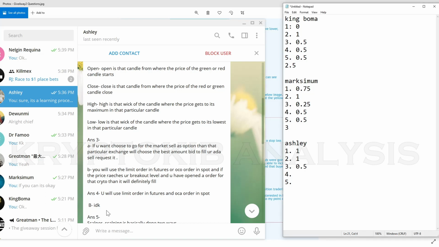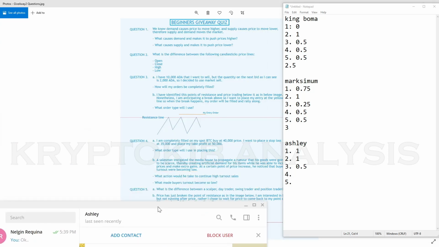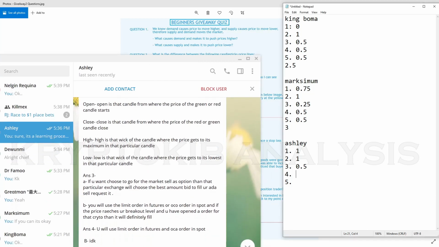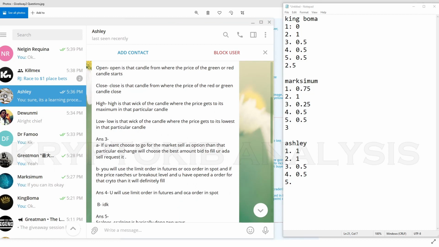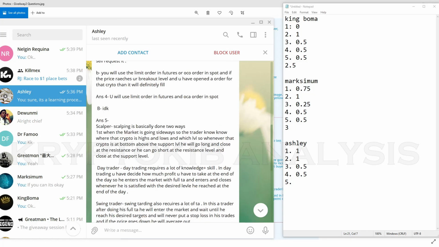Then 4. You will use limit order in futures or OCO. I believe you want to write OCO here in spot. That is question 4. Okay, so that's correct. That's 0.5 so far. Then the 4B is 0.25 each. What I shall do, reduce price, and price so high. He said, I don't know. Okay, that's 0.5 for that.